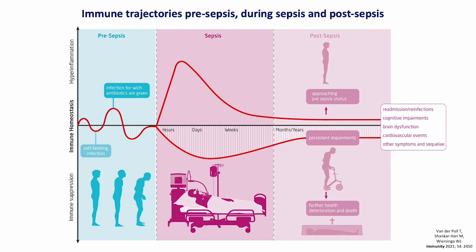Also important to realize that many patients who survive sepsis and are discharged from the hospital suffer from all kinds of impairments when they are back home. And these are characterized by cognitive impairments, brain dysfunction, cardiovascular events, and all kinds of other symptoms and sequelae that oftentimes lead to readmissions, amongst others because of infections.